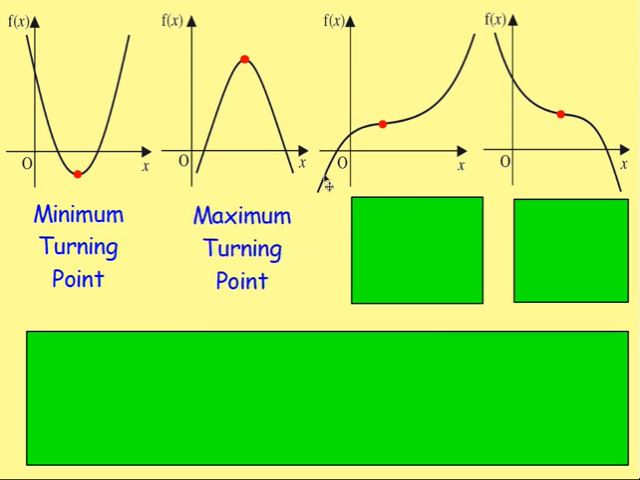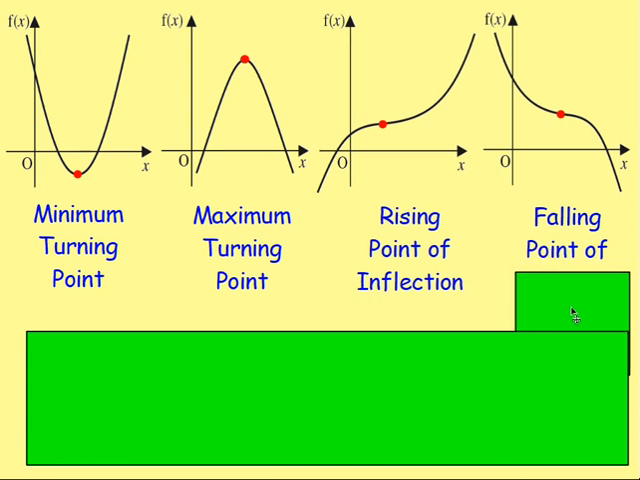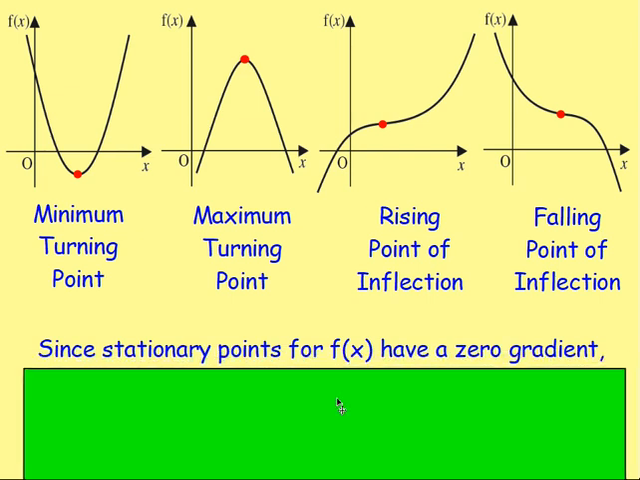Or you could have it looking something like this, where it goes from increasing to, well, it's not going to decreasing, it just starts to increase again, and that's known as a rising point of inflection. Or you could have it something like this, where it's known as a falling point of inflection.